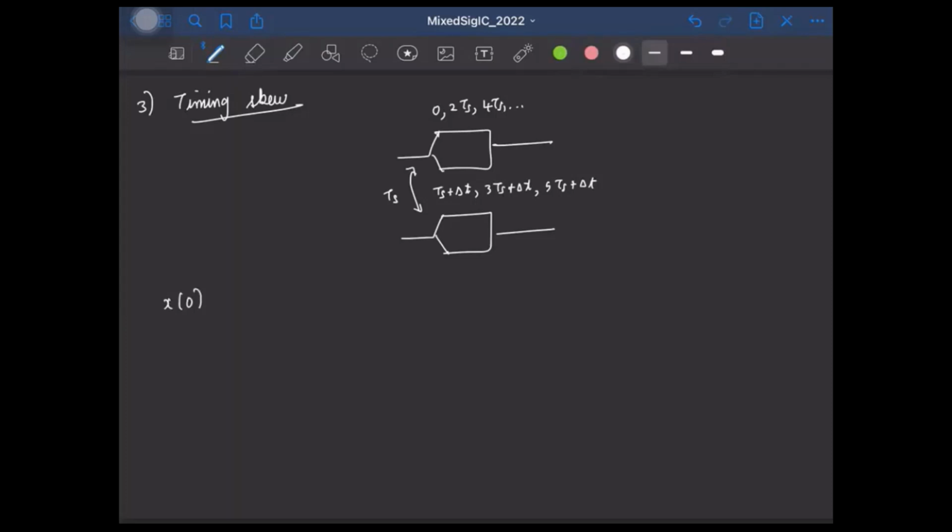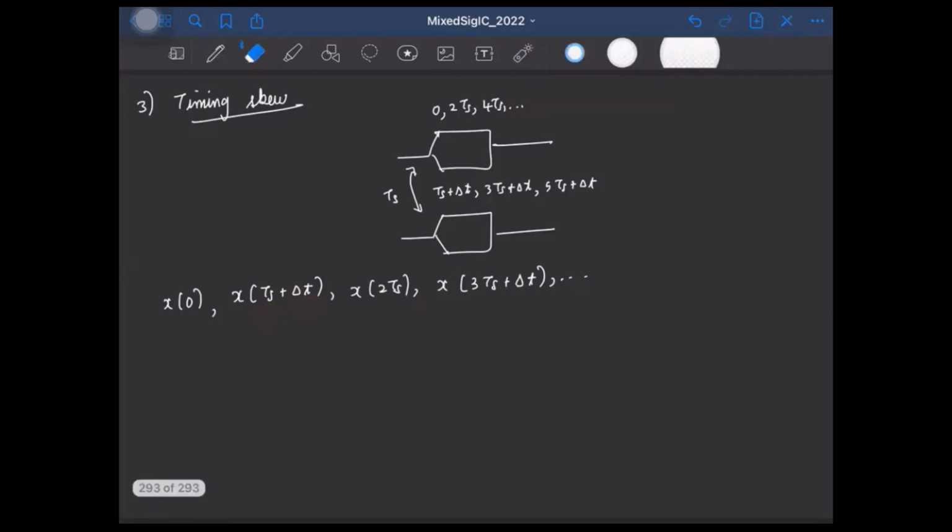So the first sample will be from the first ADC, that is x of 0. The second will be x of TS plus delta T. The third will be x of 2 TS. This will be x of 3 TS plus delta T, and so on, right? And of course, if delta T is small compared to TS, which obviously will be the case, this x of TS plus delta T can be expanded using Taylor series, right? And this is equal to x of TS plus delta T times x dash of TS, plus you will have higher order terms, which we will ignore because delta T will be much smaller.